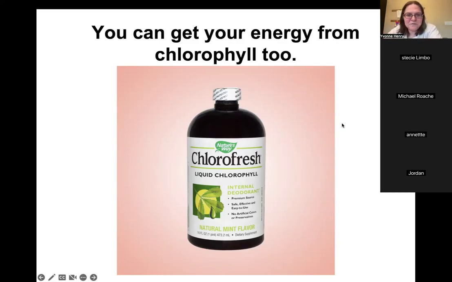And I used to drink chlorophyll, just straight up chlorophyll. It was weird, but then the bottle emptied and I never bought more. But yeah, you can drink chlorophyll. Never thought of that before, but you can.